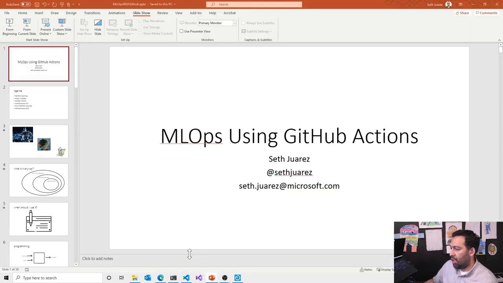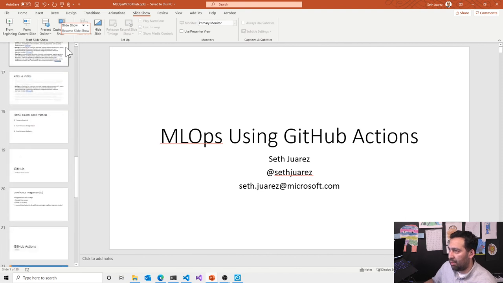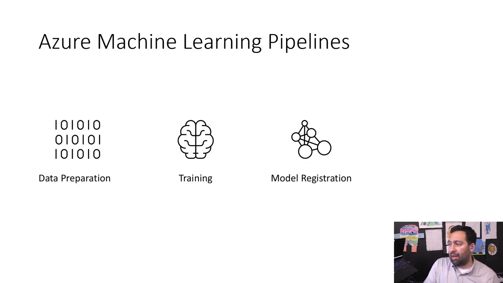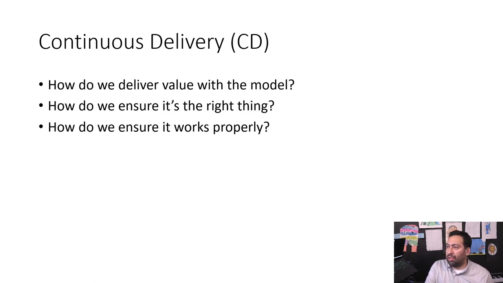Okay, back to this. Let's go to my slide. Let me go to resume slideshow here. Good. Now let's talk about what we did. We basically did data preparation, training, and model registration. But what about this bit? We want to deploy this somehow. So this is the continuous delivery bit. How do we deliver value with the model? How do we ensure it's the right thing? How do we ensure it works properly?